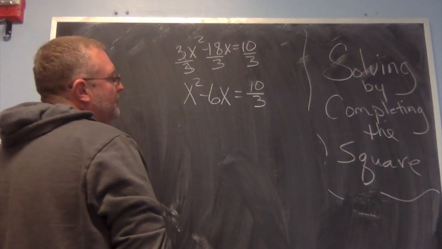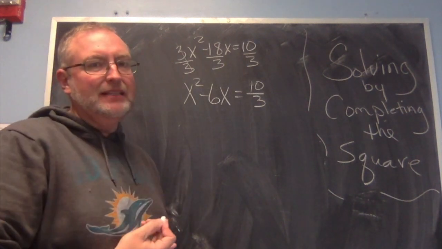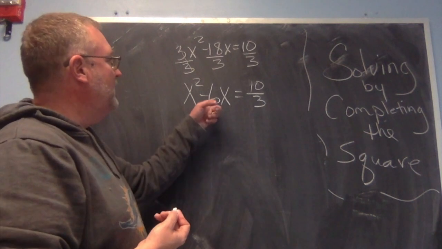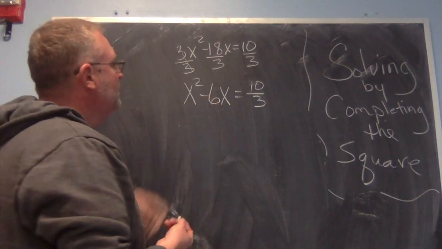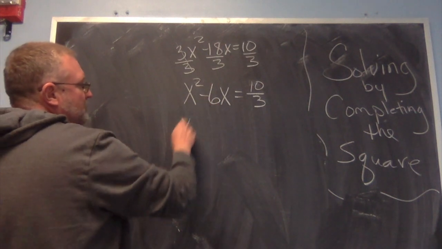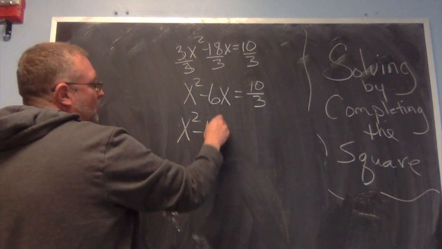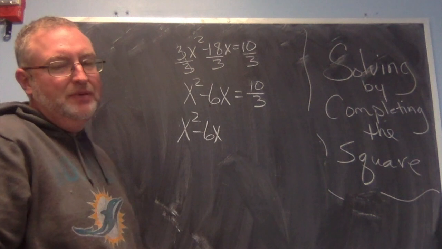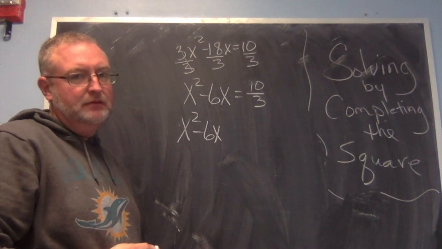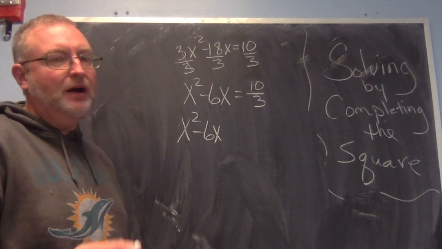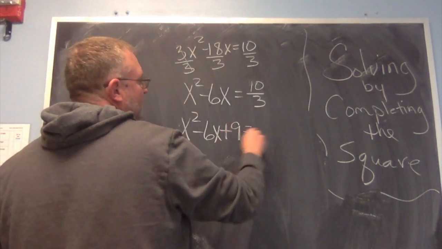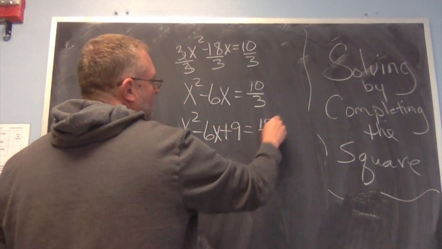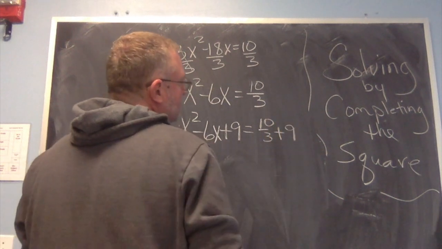Can't really work that out yet. Now I'm going to complete the square by multiplying this by a half and then squaring it. So I multiply this by half is x squared. Half of negative 6 would be negative 3. Negative 3 times negative 3 is a positive 9. Equals, but whatever I added there, I got to add right here.